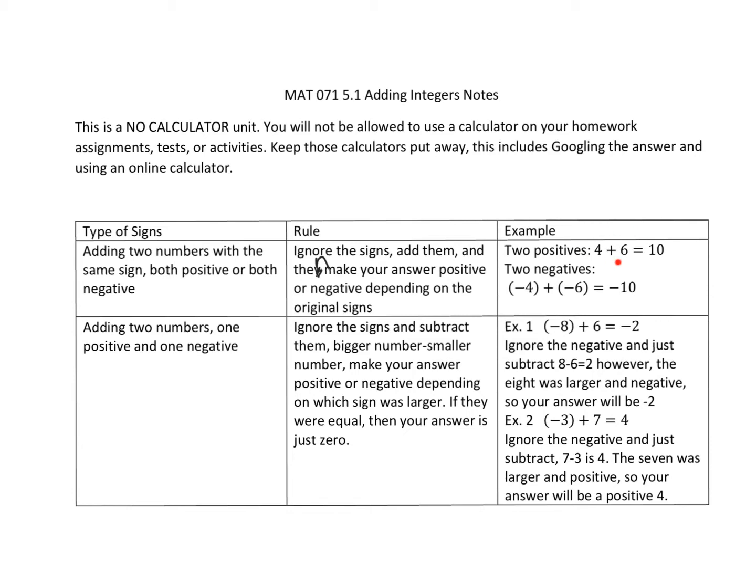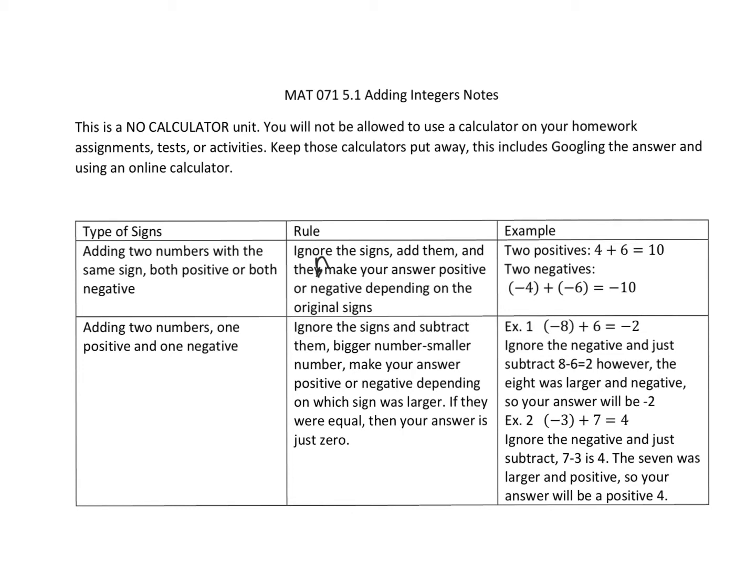So over here you see examples, 4 plus 6 equals 10. You've been adding two positive numbers together since basically kindergarten. So that should be fairly simple. But adding two negatives, so negative 4 plus negative 6, ignore the fact that they're negatives, just add the two numbers, 4 plus 6 is 10, and since they were both negative, it will be negative 10. So if you're adding two numbers together and both their signs are the same, add them, keep the sign the same.